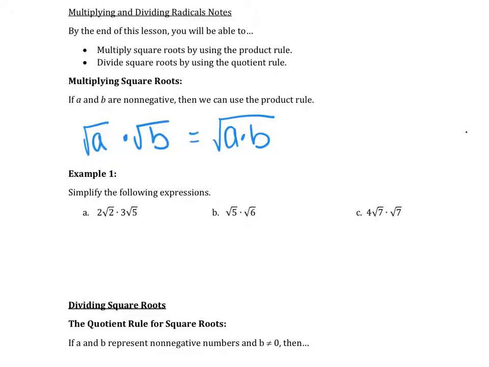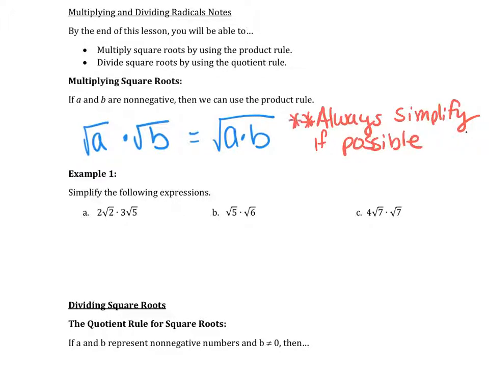Once you do this multiplication, then you always have to check to see if you can simplify if possible. Always simplify like what we did yesterday, if possible. Always simplify if possible. Just like fractions, how you always check to see if you can simplify. Same thing with radicals.